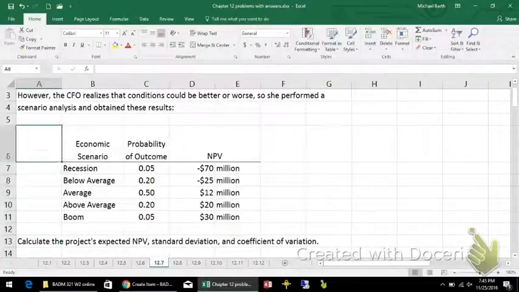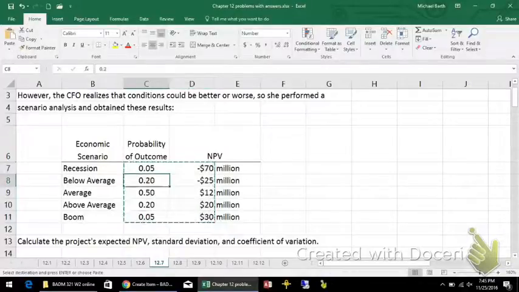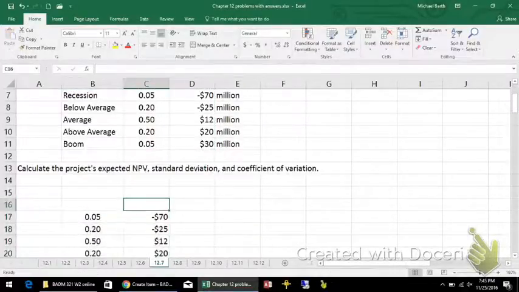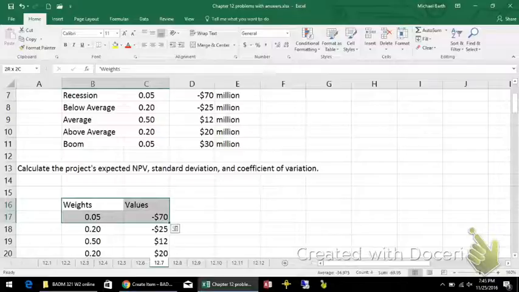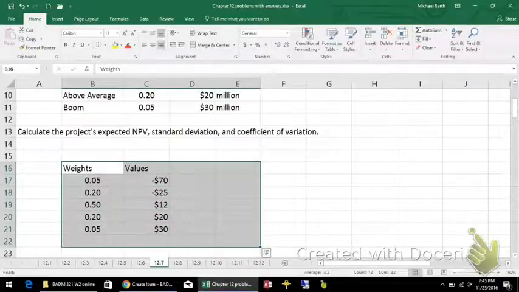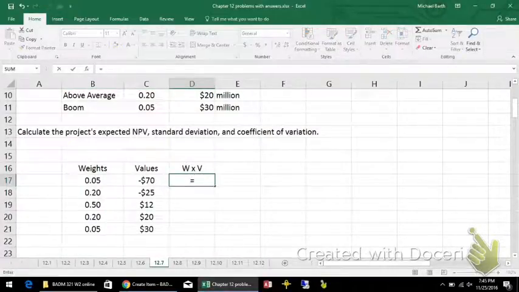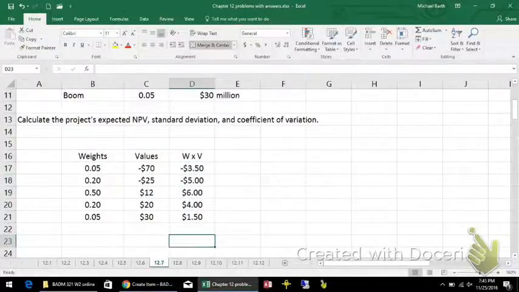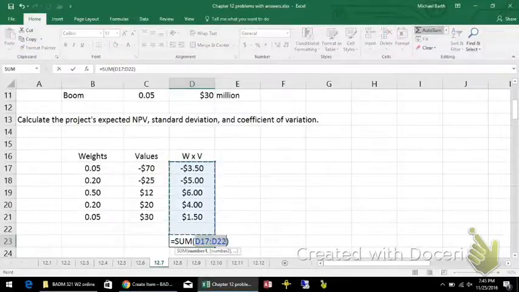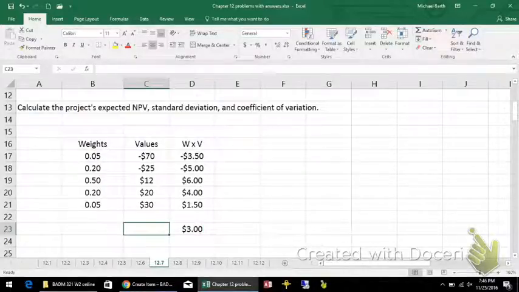So to calculate the mean here, you could just copy this stuff down so I got some room to work. All right, these are the weights, and those are the values. So you simply multiply weight times value, and then add those together. This times this, and then sum them up. And that's your mean NPV, or the expected value of NPV.